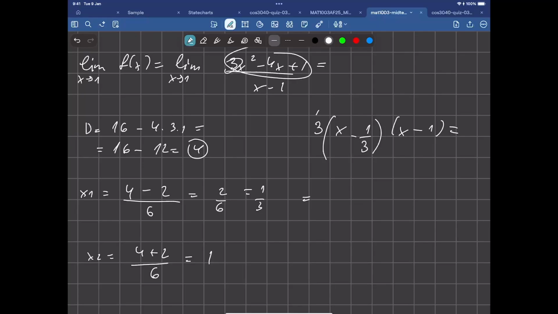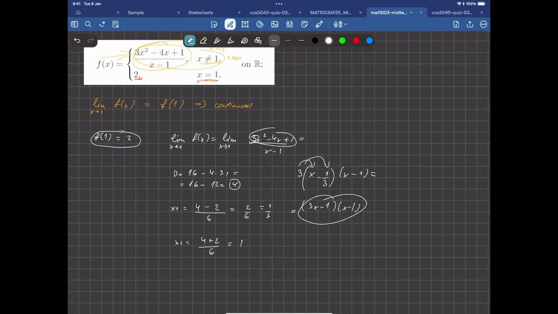And then I could distribute here, right? So I would have 3x minus 1 times x minus 1. Once again, I know I didn't explain this in detail, but I assume you know how to solve a quadratic through the regular formula, so that's why I'm not doing it. If you have questions, please feel free to let me know.